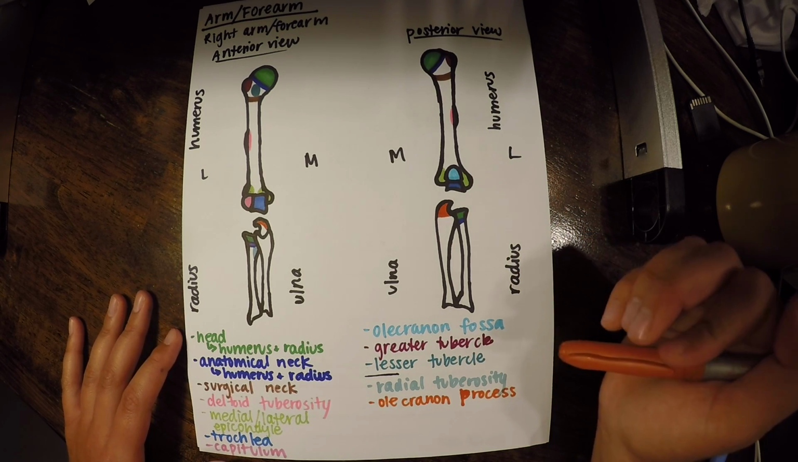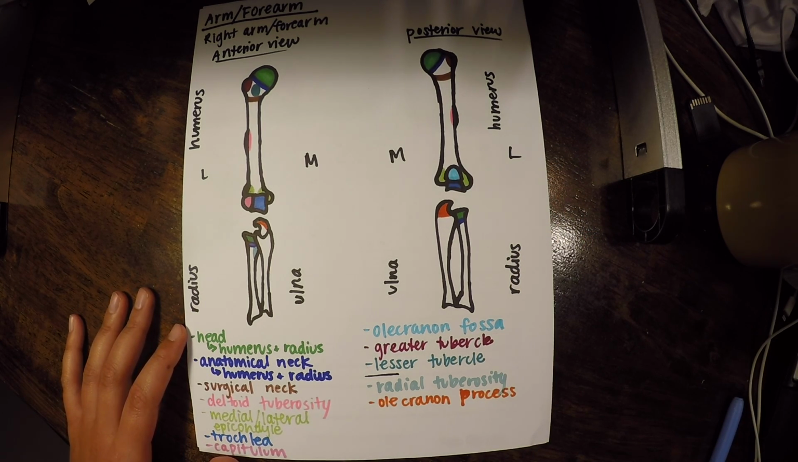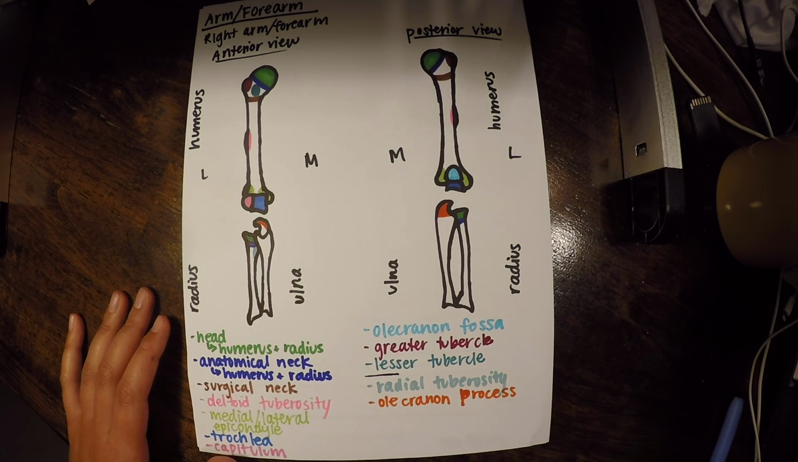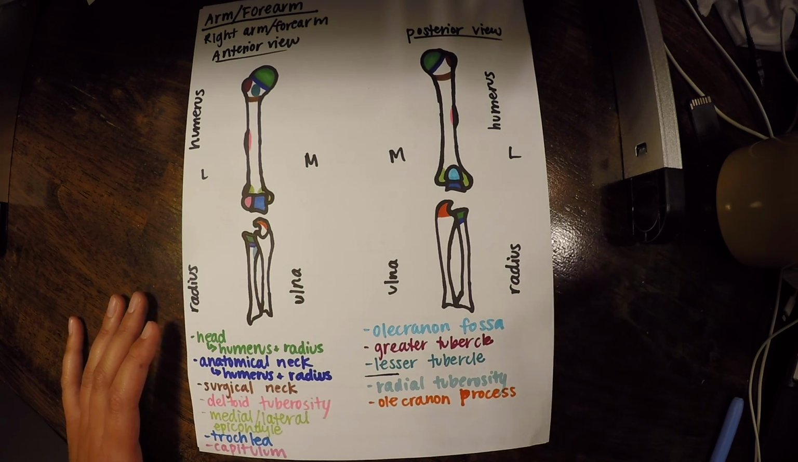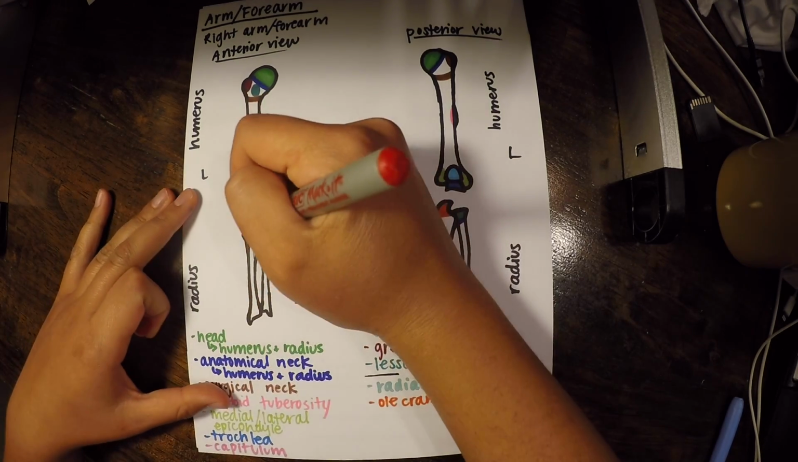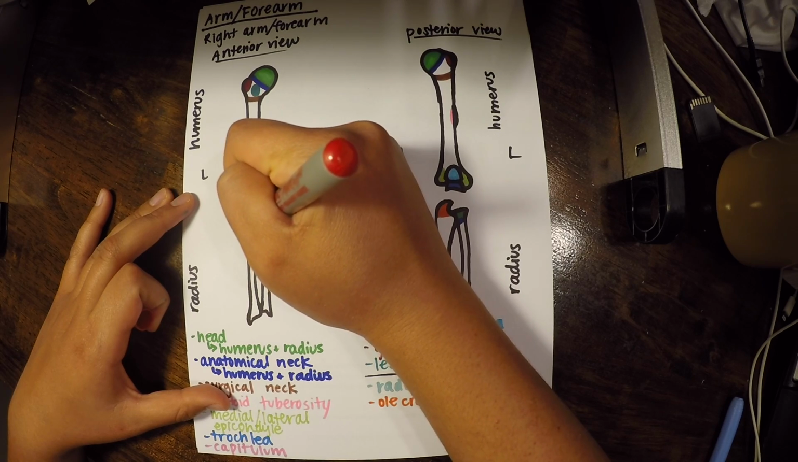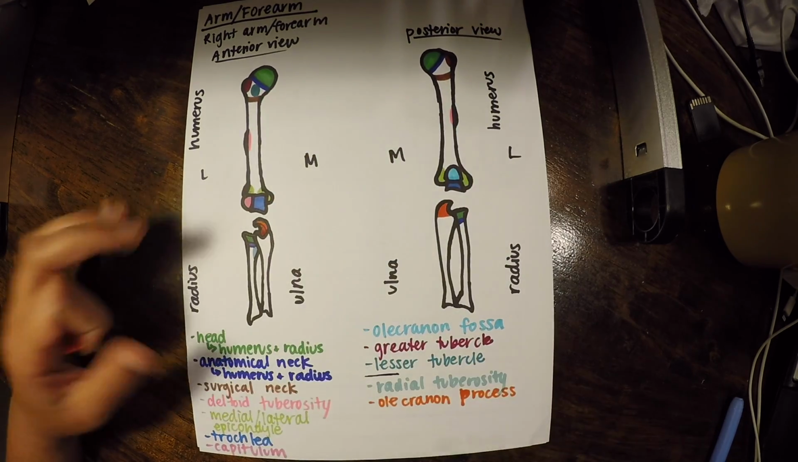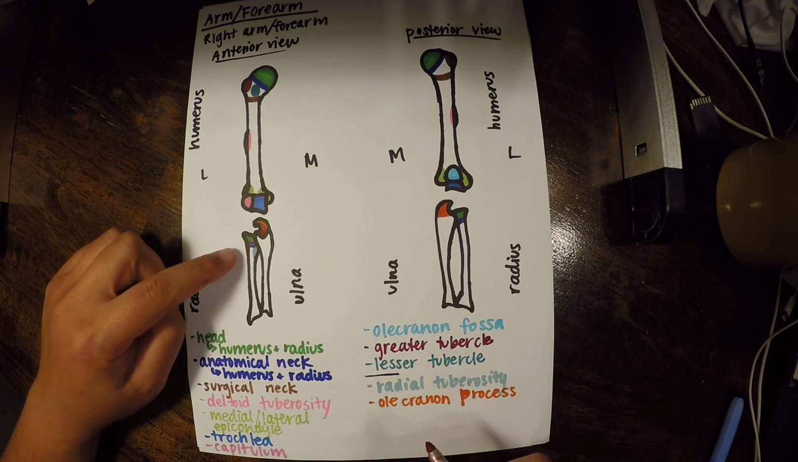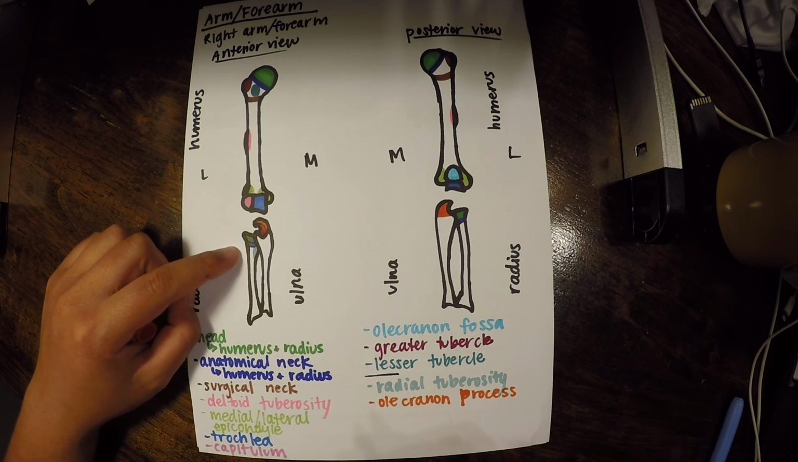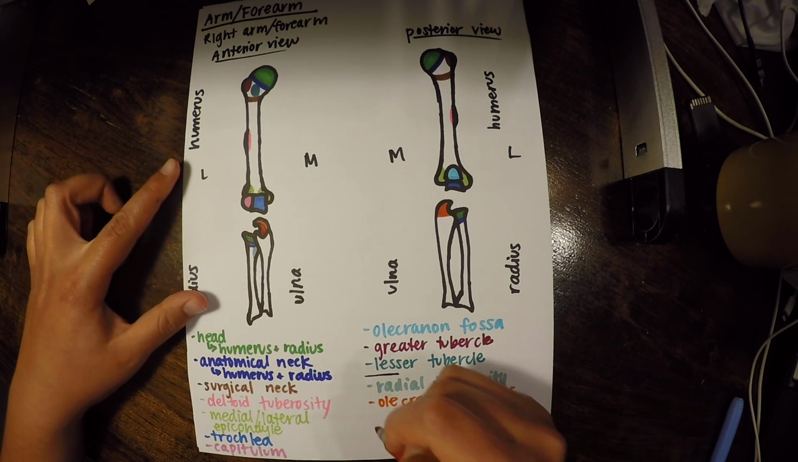Now we're also going to have something called the trochlear notch, which is a little notch on the anterior side of the olecranon process. Let me draw that in first. It's the red area right here. And that trochlear notch, of course, is a notch that's going to articulate or form a joint with the trochlea right here.